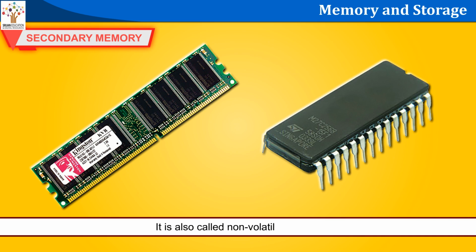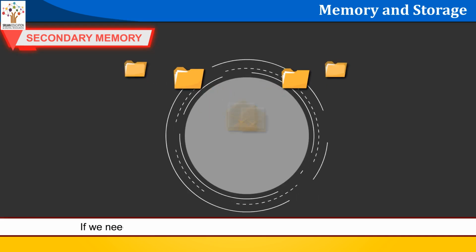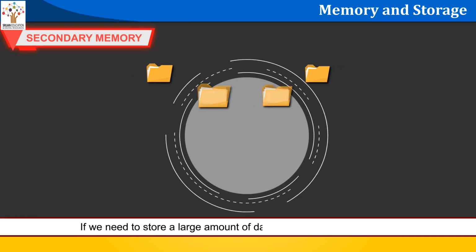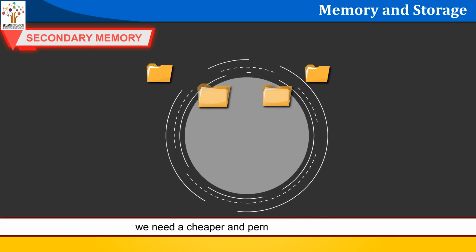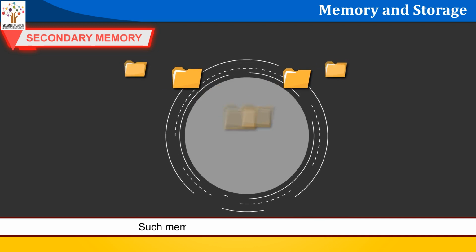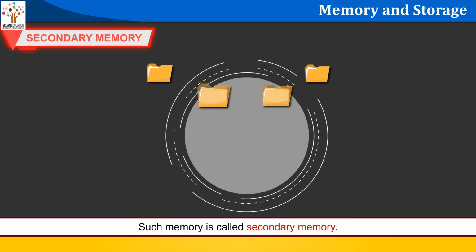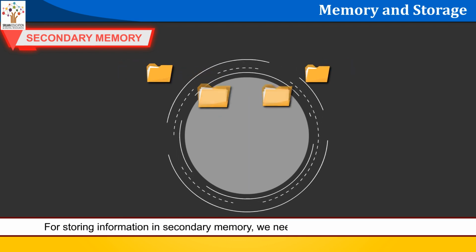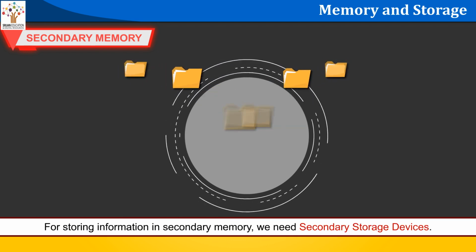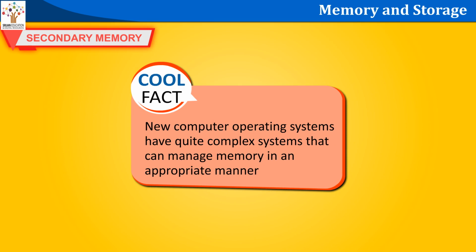It is also called non-volatile memory. If we need to store a large amount of data or programs permanently, we need a cheaper and permanent memory. Such memory is called secondary memory. For storing information in secondary memory, we need secondary storage devices. Cool fact: new computer operating systems have quite complex systems that can manage memory in an appropriate manner.